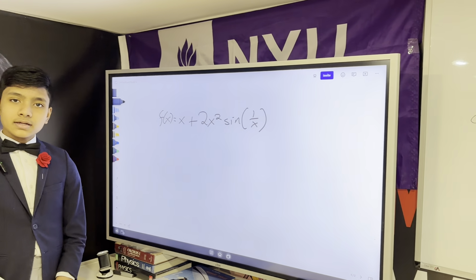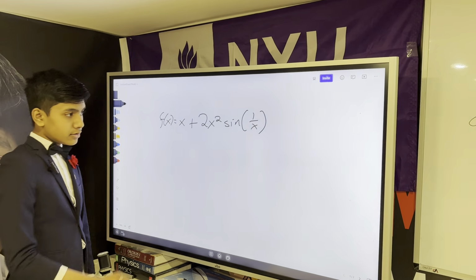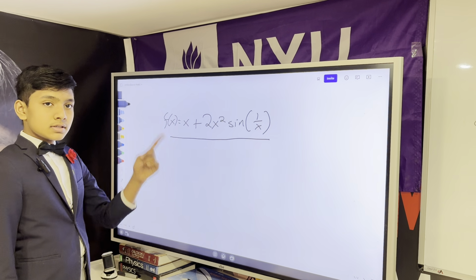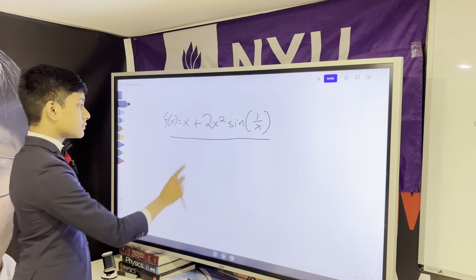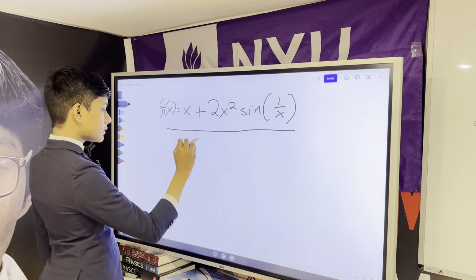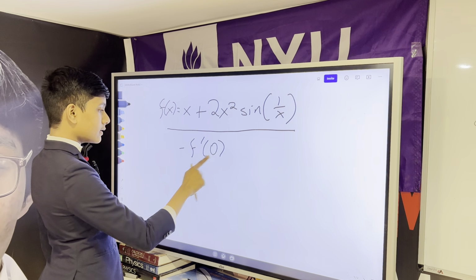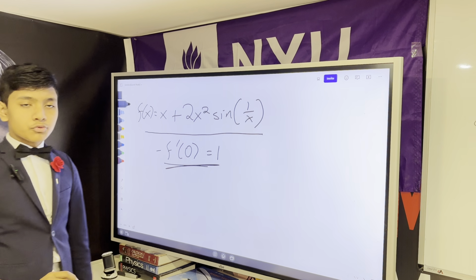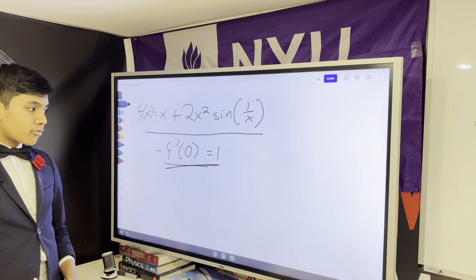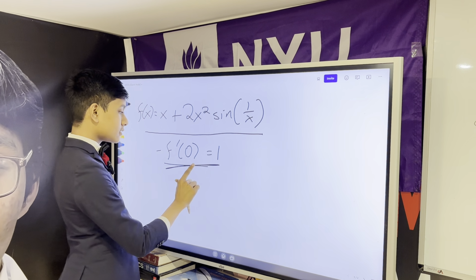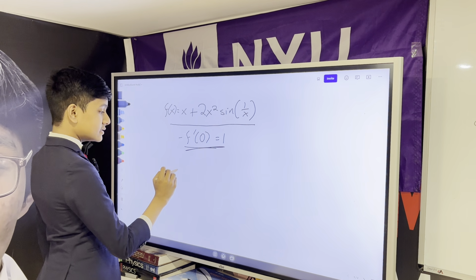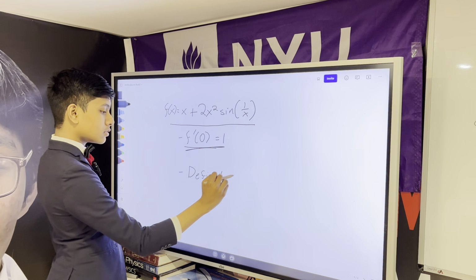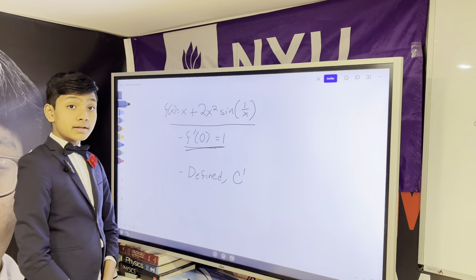Okay, so here's the deal with this function, right? So this function has a non-zero derivative at x equals 0, right? And we'll prove this. So this function is defined everywhere and always differentiable. It's C1.